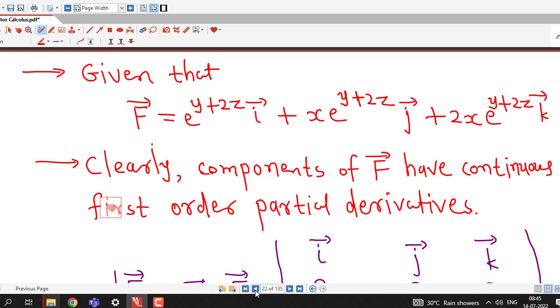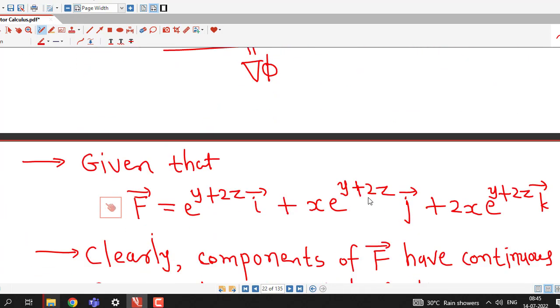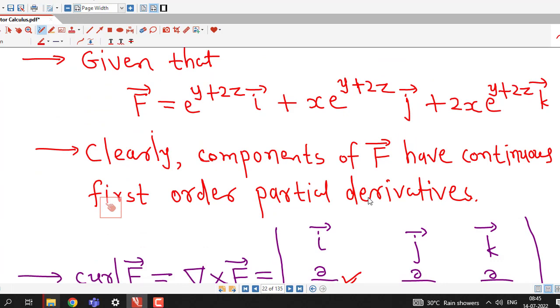So our answer is correct. We can see here our function is e raised to y plus 2z, x e raised to y plus 2z, 2x e raised to y plus 2z. So in this way you can answer this type of big questions easily. You just have to remember the definition of conservative field.